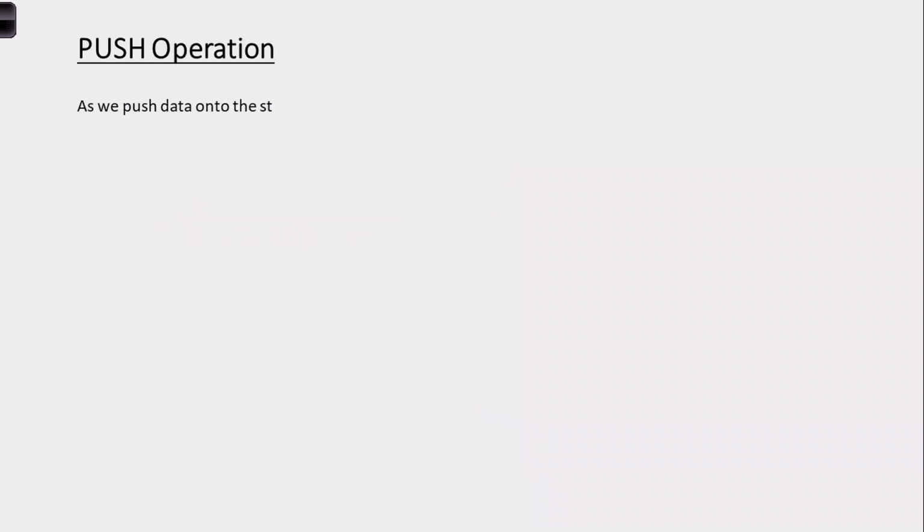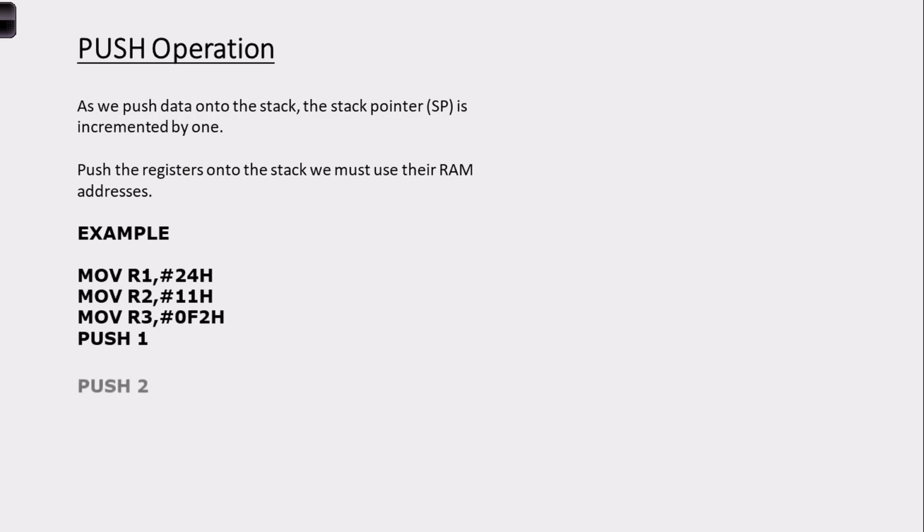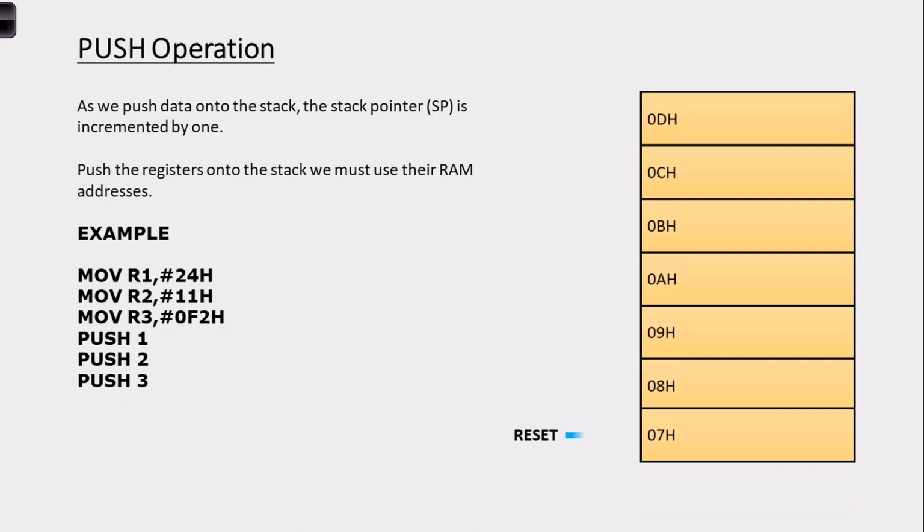As we push data onto the stack, the stack pointer, that is SP, is going to be incremented by 1. To push a register onto the stack, we must use its RAM address location. Now here, I cannot write instructions like push R0 or push R1 or push accumulator. That is not at all accessible. If you want to push the data into the stack memory, we should always write its address location.